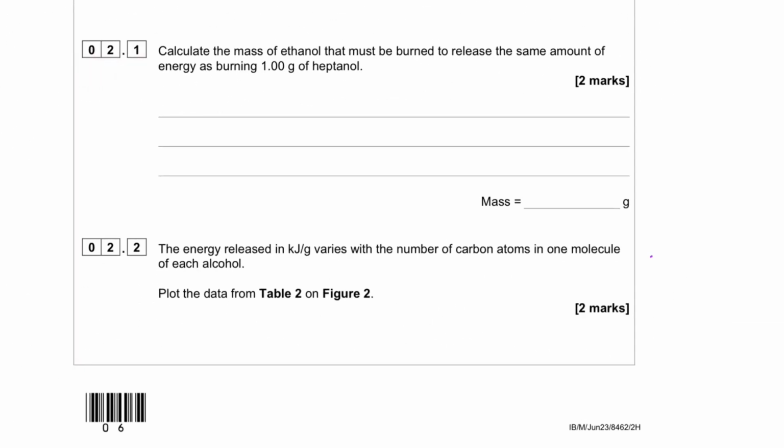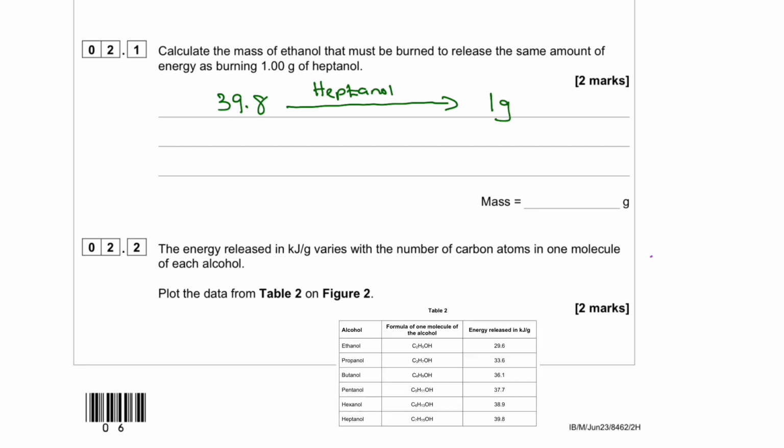Question 2.1. Calculate the mass of ethanol that must be burned to release the same amount of energy as burning 1 gram of heptanol. The energy we get is 39.8 for 1 gram of heptanol, and for ethanol, for 1 gram, we get 29.6. But we want to go from 29.6 to 39.8, so we want the ethanol to give us 39.8. We're trying to find a mass that will correspond to that.